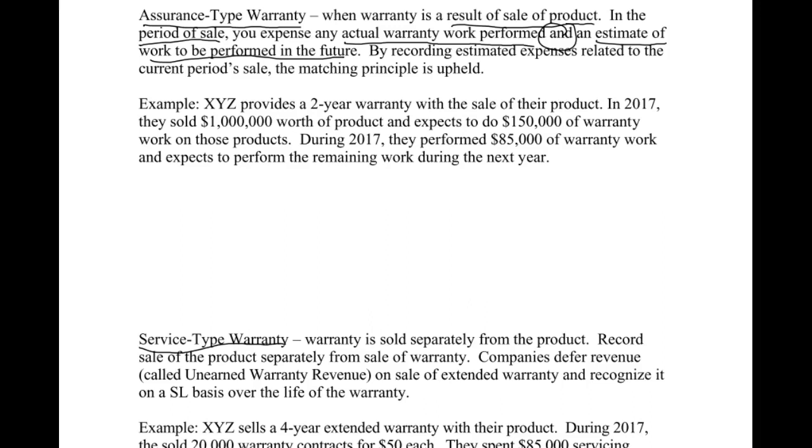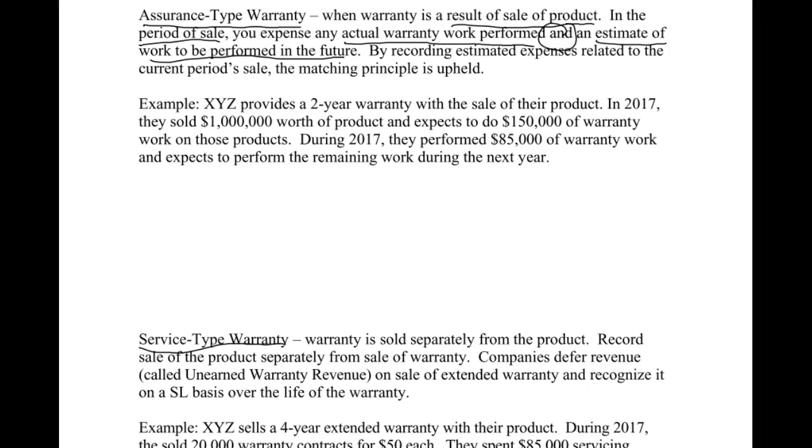All right, so let's look at this example here. We got a 2-year warranty with the sale of a product. They sold $1 million worth of product, expected to do $150,000 total warranty work, and during 2017 they did 85 of that work, with the remaining coming in 2018. So let's just walk through our journal entries here for this type of warranty.